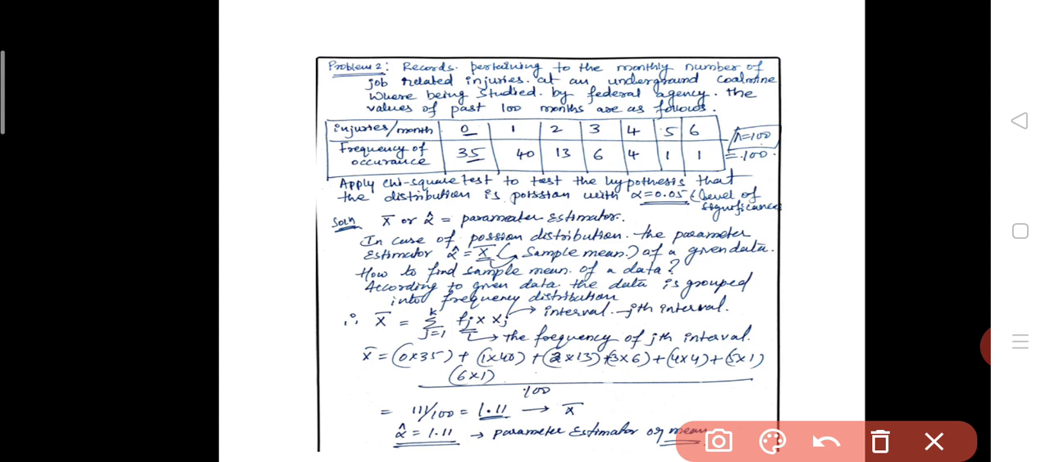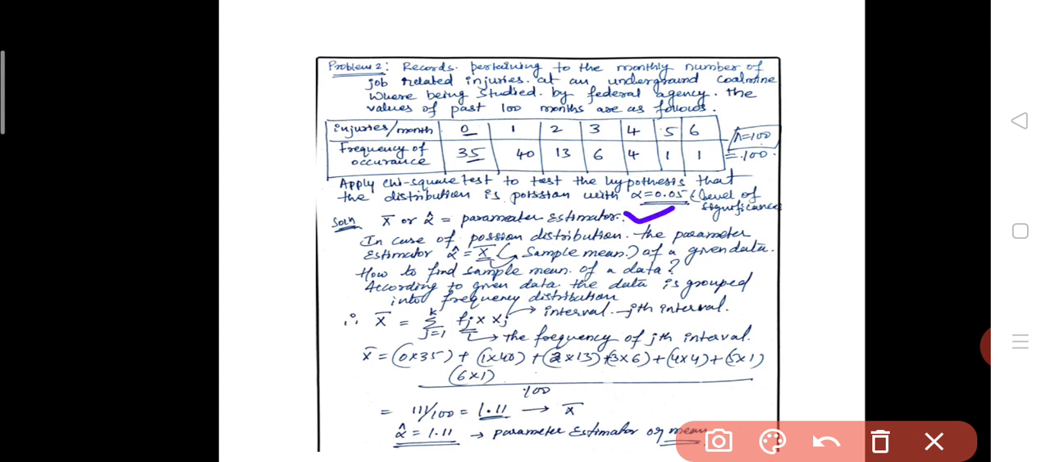To solve this problem, first we have to understand the type of this data. According to the problem statement, the data is grouped into a frequency distribution. One more thing we need is the parameter estimator. In the problem statement, they have specified the distribution as Poisson, so we have to choose the parameter related to the Poisson distribution. The parameter estimator in Poisson distribution is denoted by alpha cap.